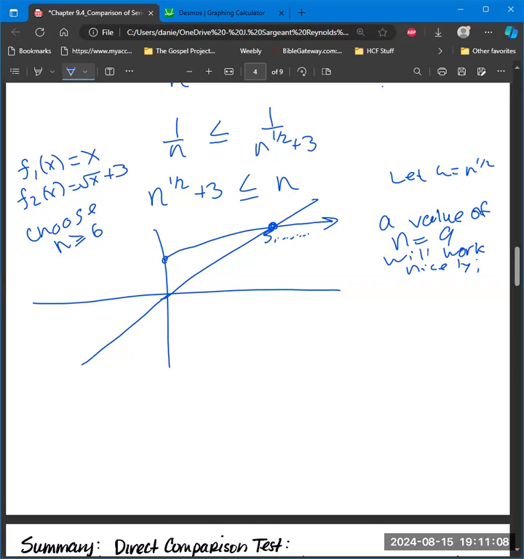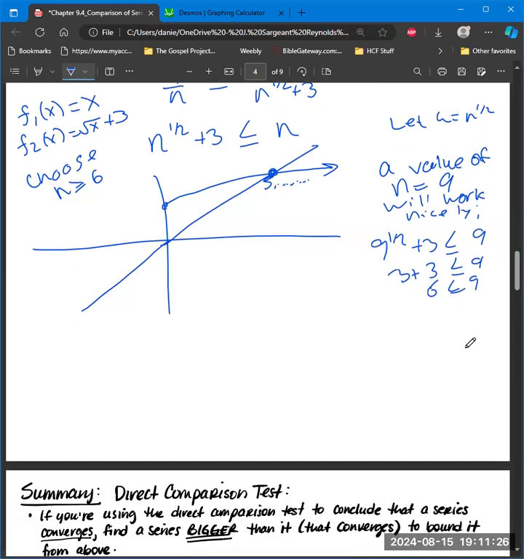So let's just show that 9 to the 1/2 plus 3 is less than or equal to 9. 3 plus 3 less than or equal to 9. 6 less than or equal to 9. And that relationship is going to stay true forever, and on and on and on. So at least from n equals 9, 10, 11, so on and so forth, 0 less than a_n less than or equal to b_n, like that.